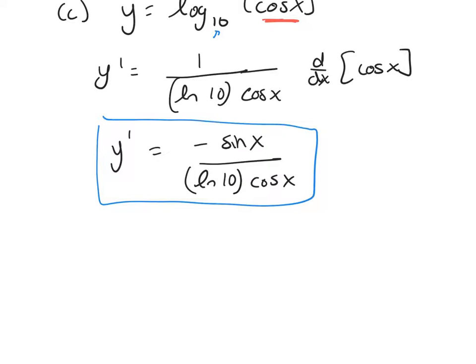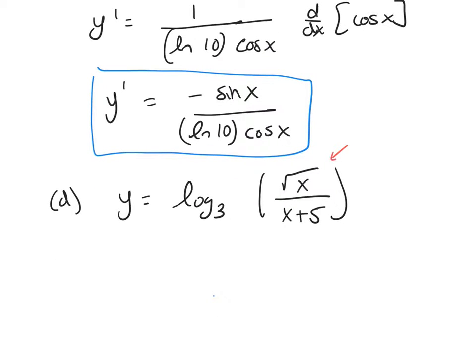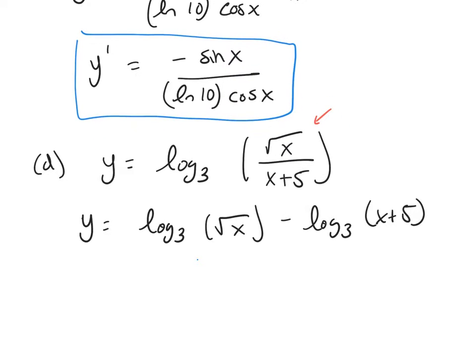Okay, let's look at one final one here. Problem number D. My function is going to be log base 3 of the square root of x over x plus 5. So maybe what we want to do first is rewrite this using our properties of logs, because I have a division here on the inside. I can rewrite my function as log base 3 square root of x minus log base 3 of x plus 5. And then the square root of x here, I can rewrite it as a 1/2 power if I want. So let's go ahead and do that. This will be x to the 1/2. We can use our properties of logs to pull that out in front.